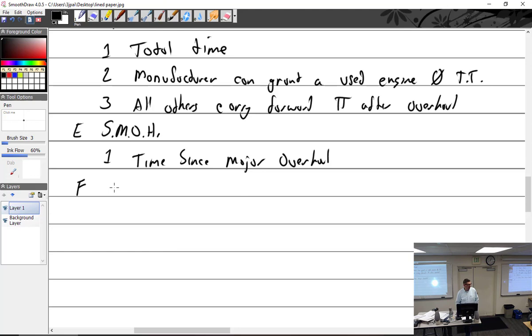So how long can you go between overhauls on an engine? As long as you want is the actual answer. Well, there's a thing called TBO, which is time between overhaul.